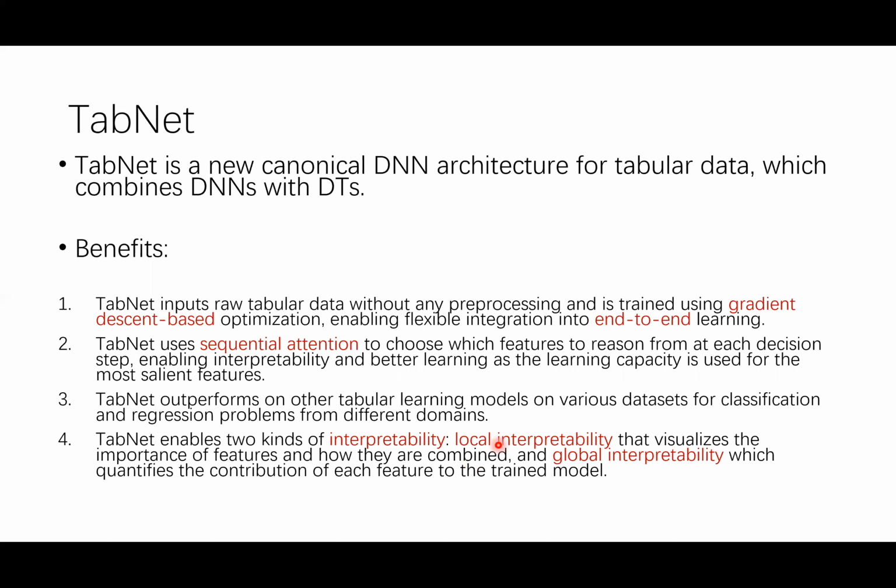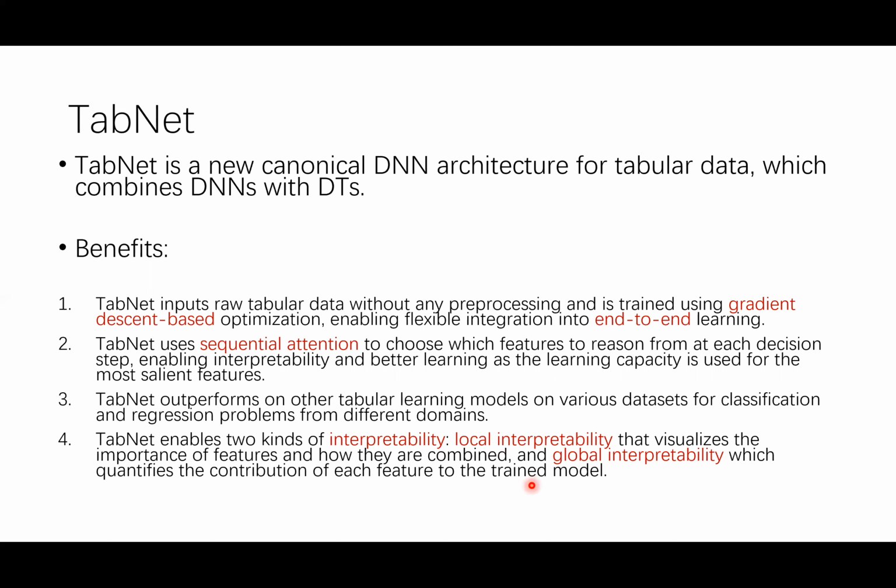And one is that it doesn't need to do any pre-processing for the tabular data, and it is trained based on gradient descent optimization. And this enables flexible integration into end-to-end learning. And second, it uses sequential attention to choose which features to reason from at each decision step. And third, TabNet outperforms other tabular learning models on various data sets in different domains.